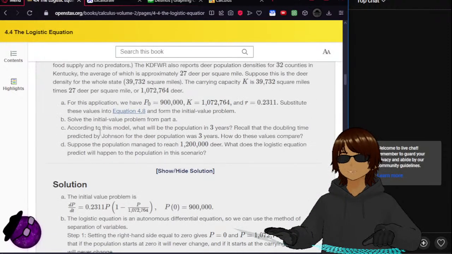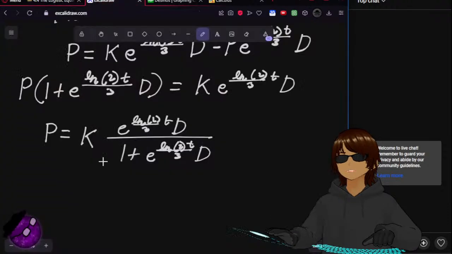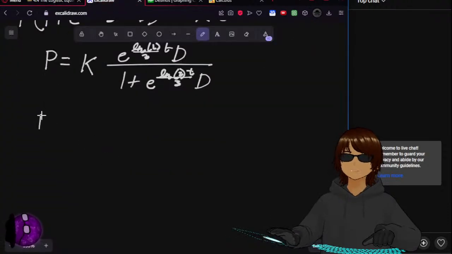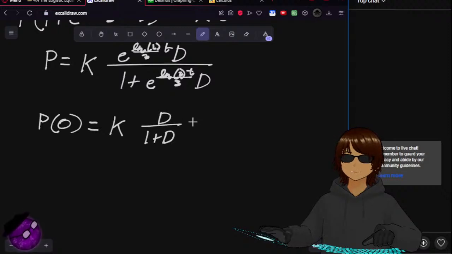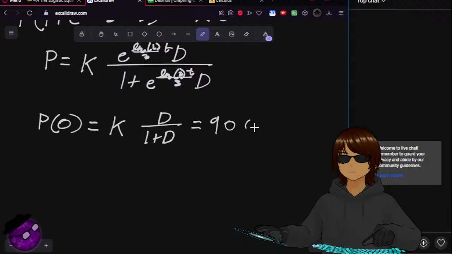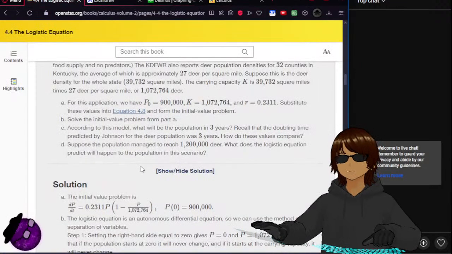Now next what? Solve the initial value problem. Oh, we have to determine. So p0 is equal to k t over 1 plus t, and p0 is 900,000. Is it? Was it this?